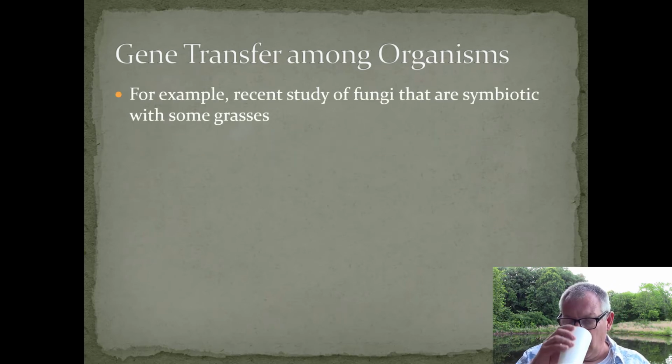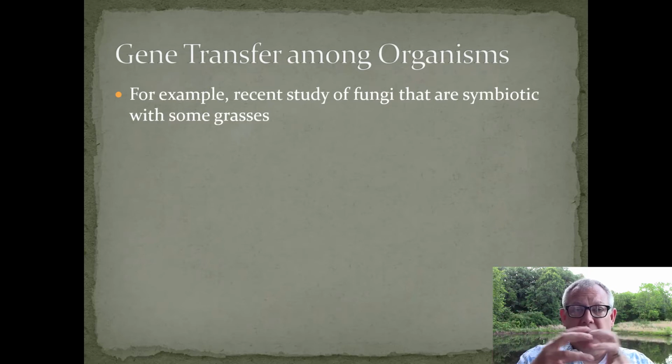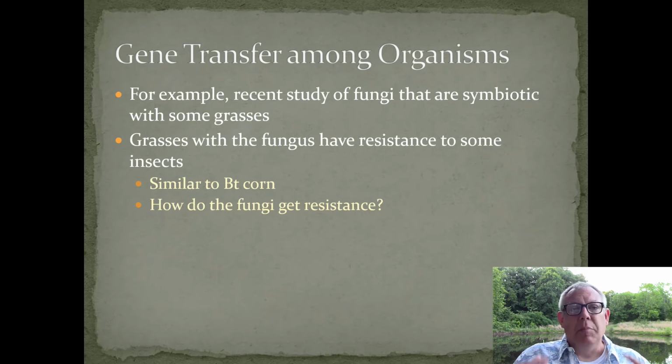So here's a study that I read about a few years ago, and it's pretty cool. It's a study of some fungi that are symbiotic with grasses, right? So symbiosis, of course, is two species that live in very close relationship to each other. And so this is a fungus that lives in a grass. And it's a mutualistic relationship. The fungus benefits because it can get nutrients and things from the plant. But the plants in this example, the grasses benefit because they get resistance to insects.